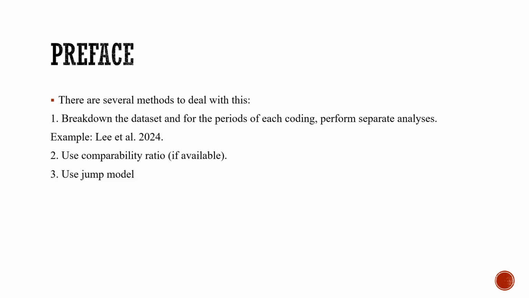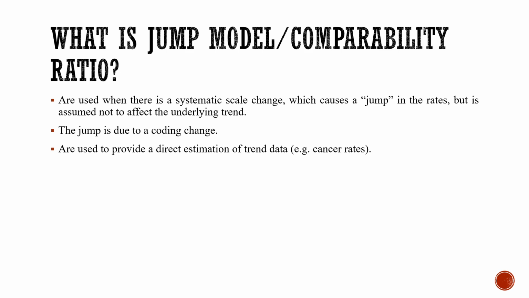There are several methods to deal with the problem of the change in the coding system, one being breaking down the dataset and performing a separate analysis for each period. An example of that would be Lee et al. 2024, or we could use comparability ratio or the jump model in joint-point regression. But what are jump model and comparability ratio?